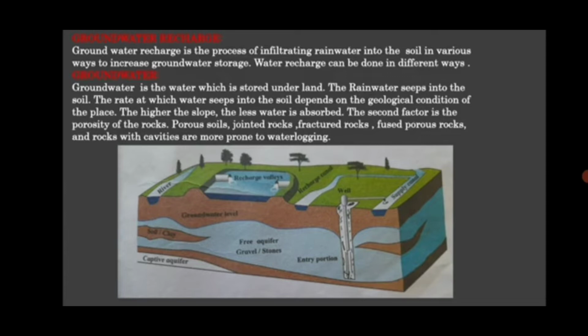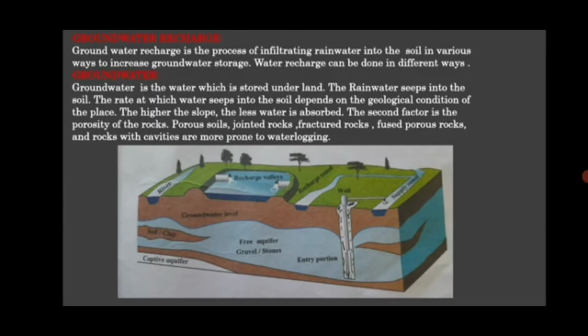The rate at which water seeps into the soil depends on the geological condition of that particular place. Conversely, if the slope of the land is low and slow, the rate of waterlogging will be high. The second factor is the porosity of the rocks. Porous soil, jointed rocks, fractured rocks, fused porous rocks and rocks with cavities are more prone to waterlogging. Naturally, more groundwater reserves are found there. This groundwater is used for drinking as well as for agriculture.